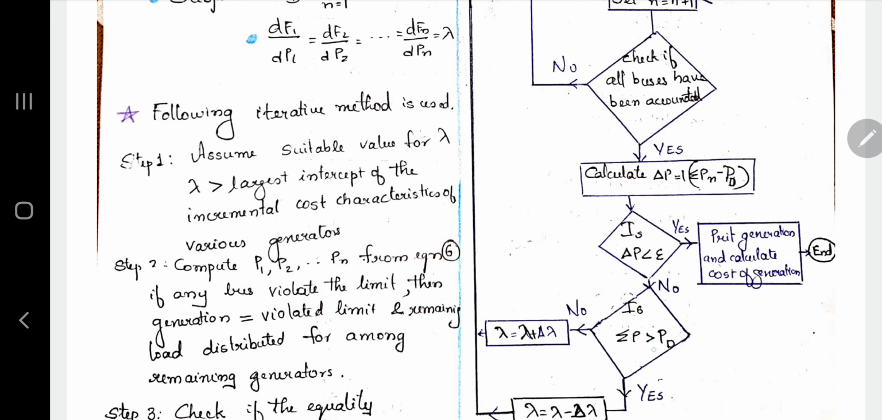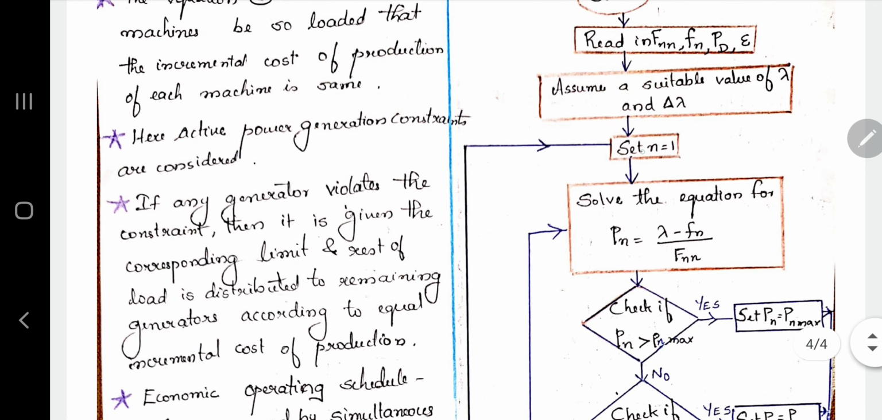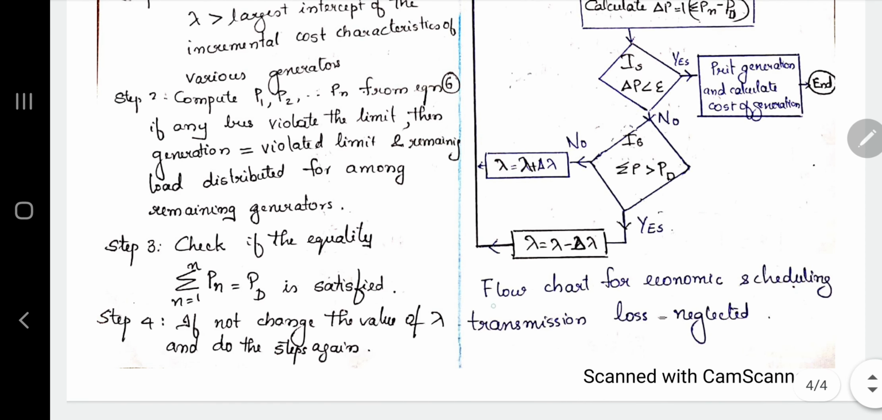If the value of sigma p is greater than Pd, then we have to decrement the value of lambda. Okay, if the generation is greater than load demand, we have to decrement the lambda, and if the generation is less than the load demand, then you have to make an increment for the lambda value and then again set this one for the first unit and similarly continue. So this is how we have to make a flowchart for the economic scheduling of the transmission loss.